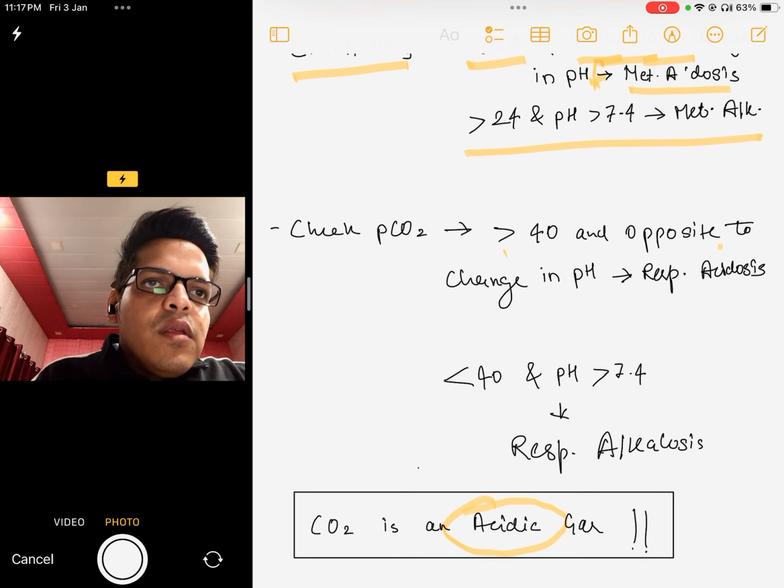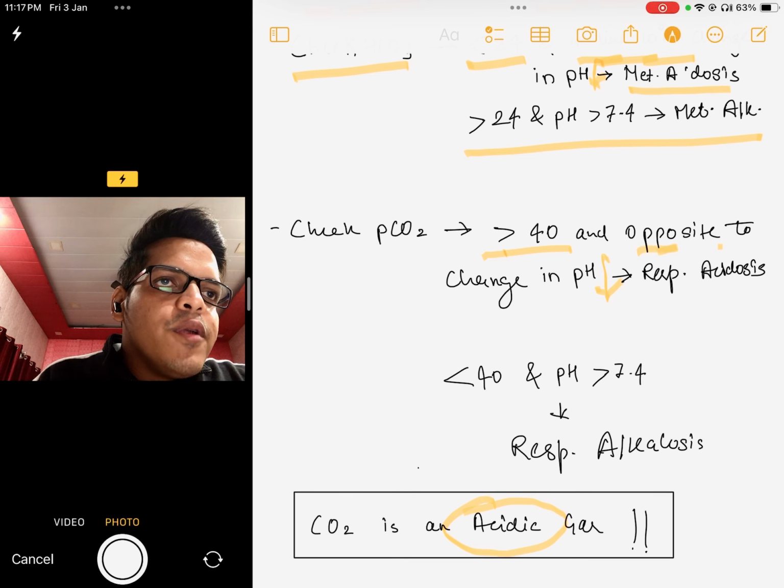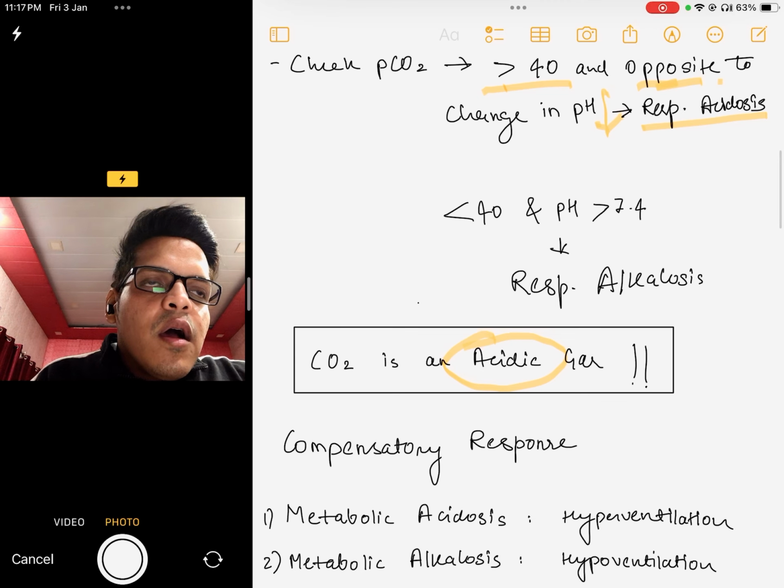In PCO2, if it is increasing and pH is decreasing, okay, the opposite is happening here, so this will be respiratory acidosis. And otherwise, it is respiratory alkalosis if PCO2 is less than 40 and pH is more than 7.4.